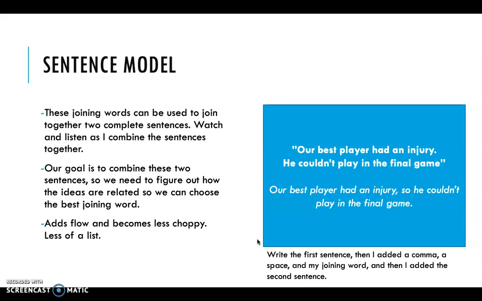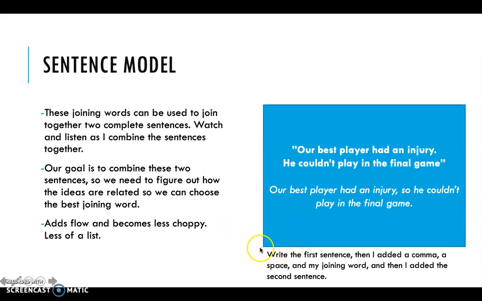It wasn't two separate ideas necessarily, because we might be tempted to say our best player had an injury and he couldn't play in a final game. I mean, that is excusable. That's grammatically incorrect. But to me, it's cause and effect. Because of his injury, the effect is he couldn't be in the final game.